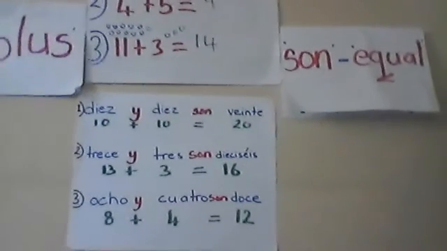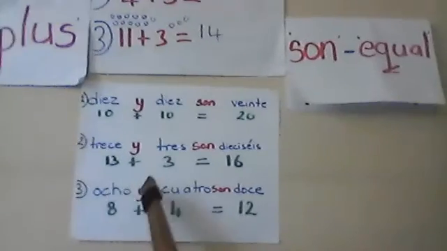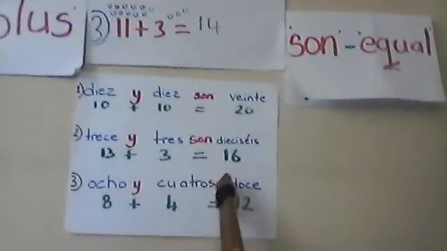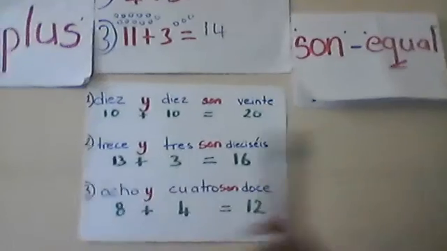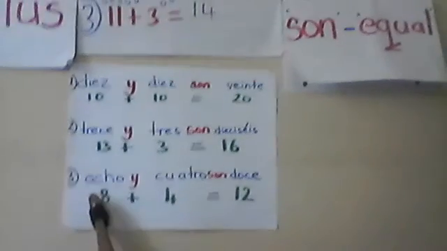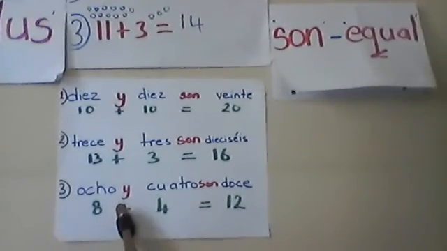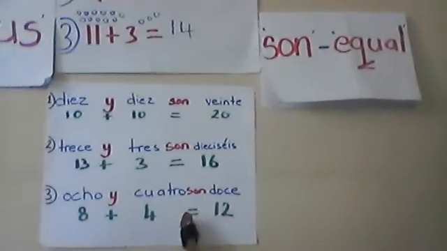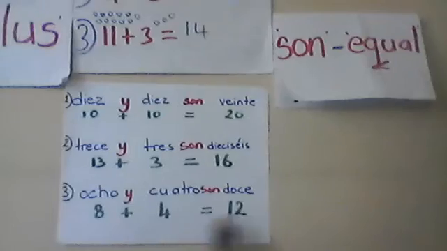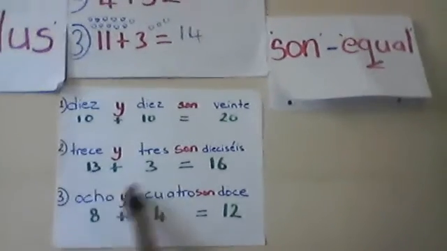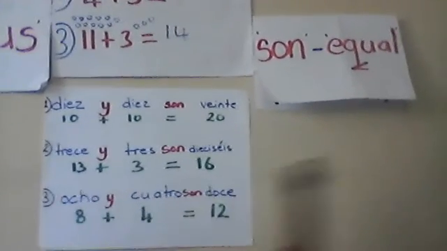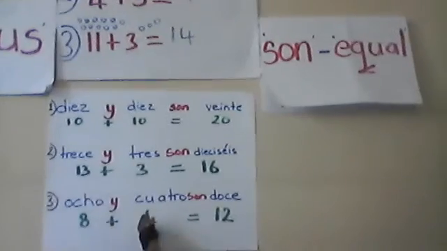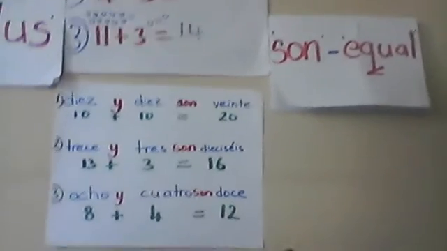And the next example is 8 y 4 son 12. What's 8? 8 is 8. Y means plus, 4 means 4, son means equal, and 12 means 12. So 8 y 4 son 12 means 8 plus 4 equals 12.